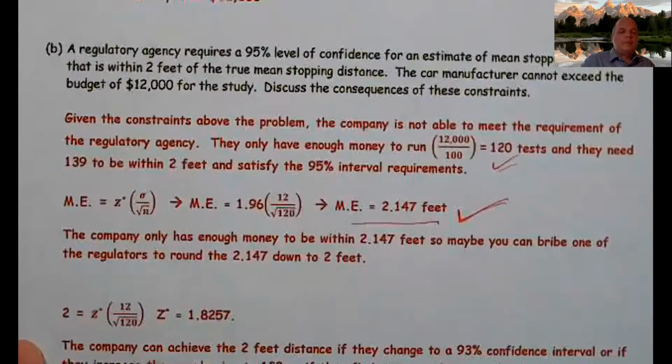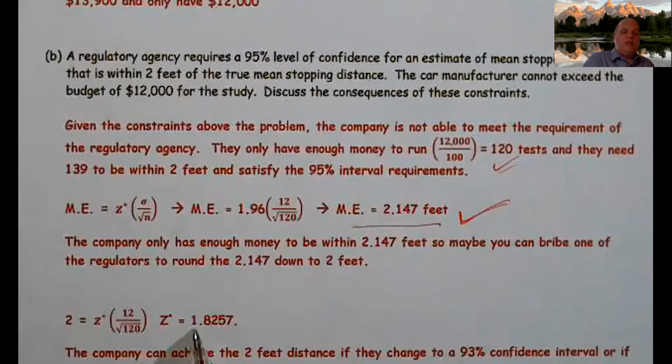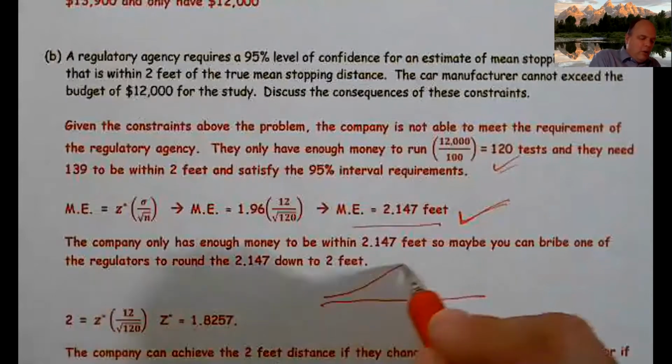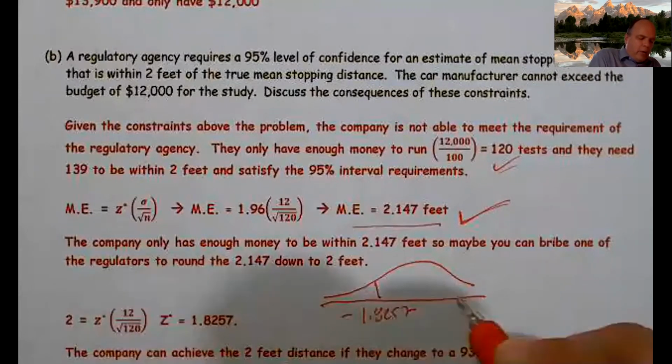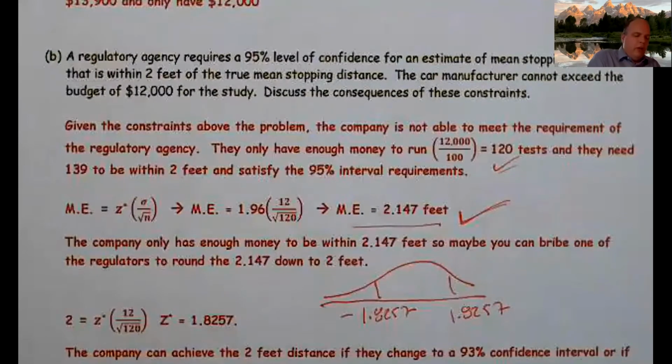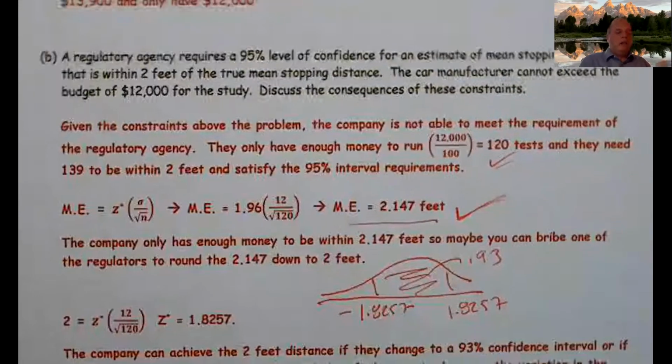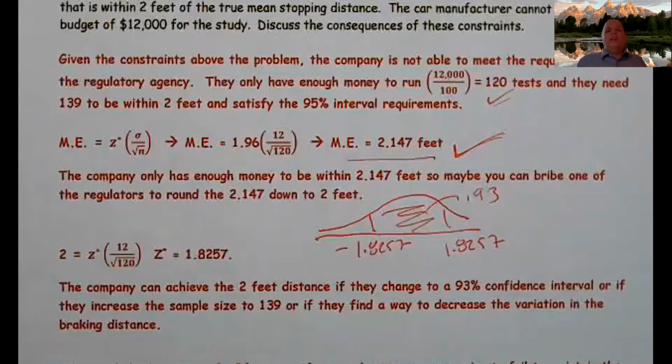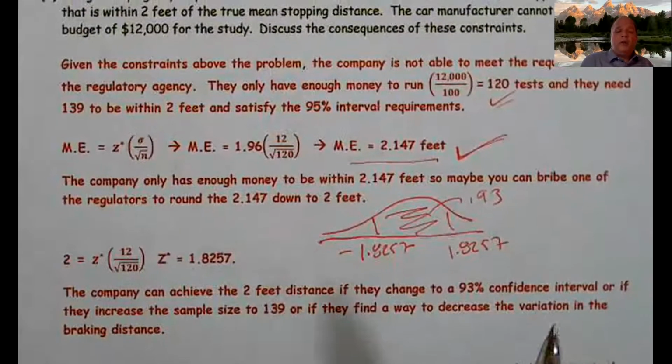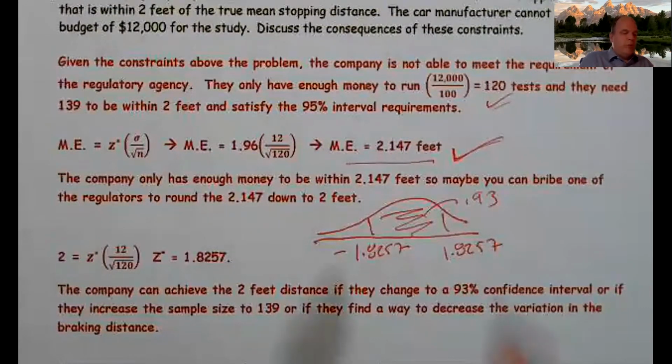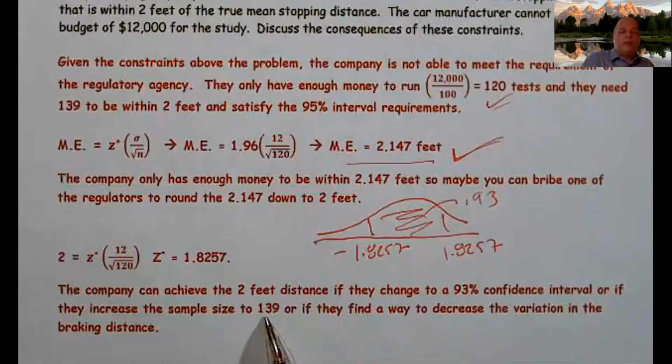Then I went a little farther and I resolved it, and I came up with a Z-star of 1.8257. When I did that, using this drawing, I find that this area right here is a little over 0.93. So the company can achieve the 2 feet distance if they change to a 93% confidence level, or if they increase the sample size to 139, or if they find a way to decrease the variation in braking distance. Basically, I don't know what the answer is, but there are a few things that could happen. Change the distance to 2.147 feet, change the confidence level to 93%, or increase the sample size to 139. They say they don't have money to, but that's where things stand.